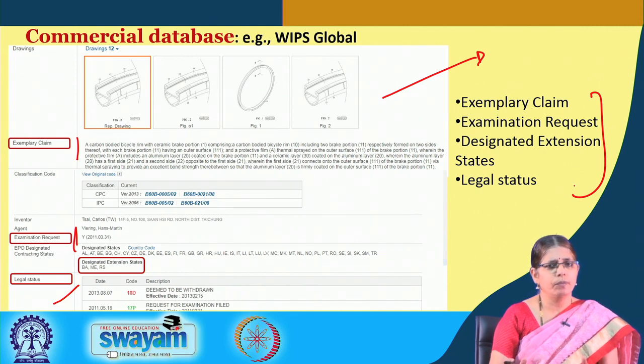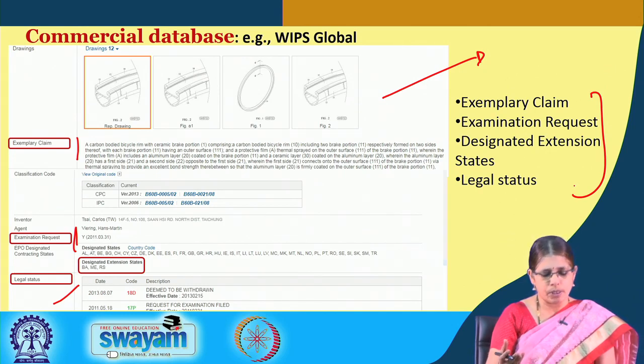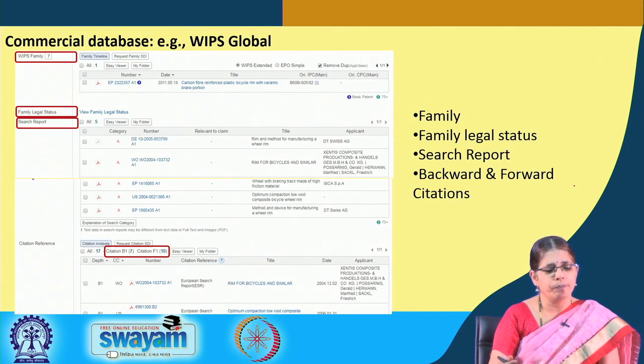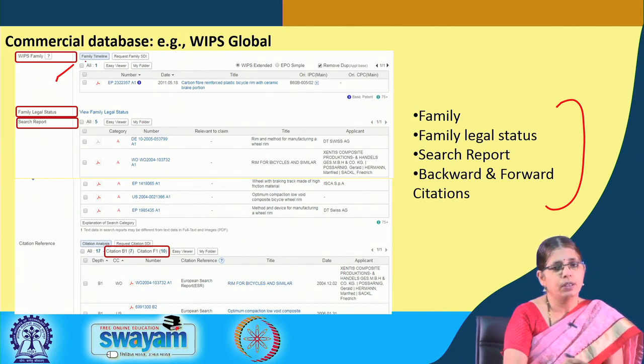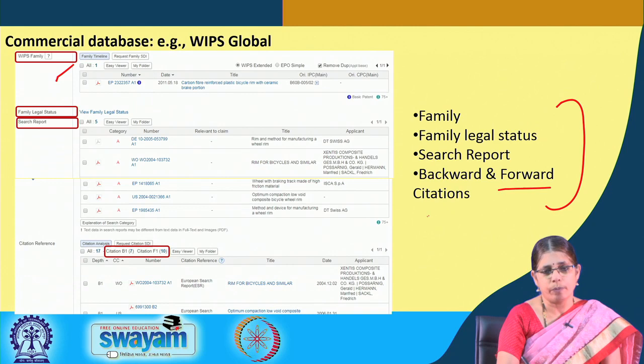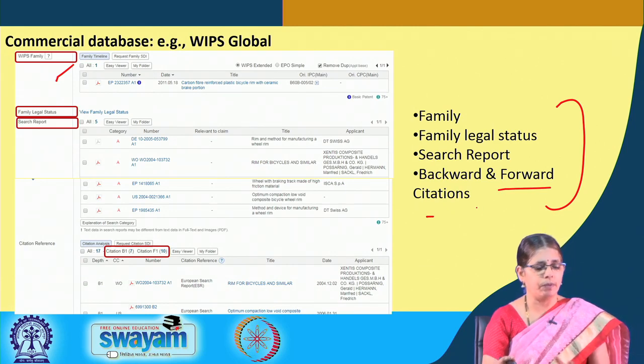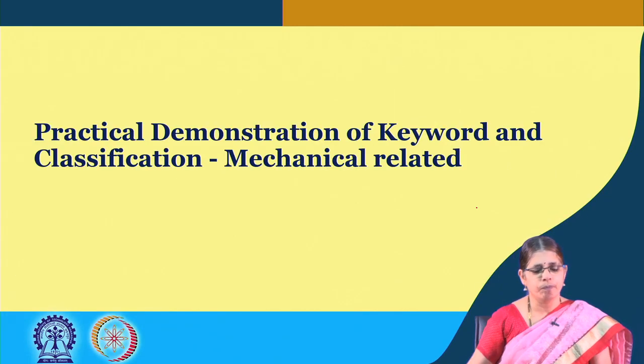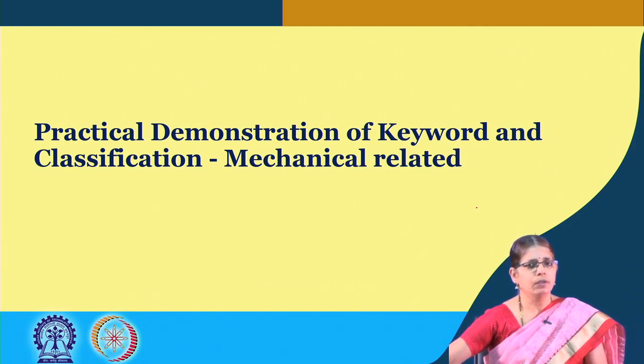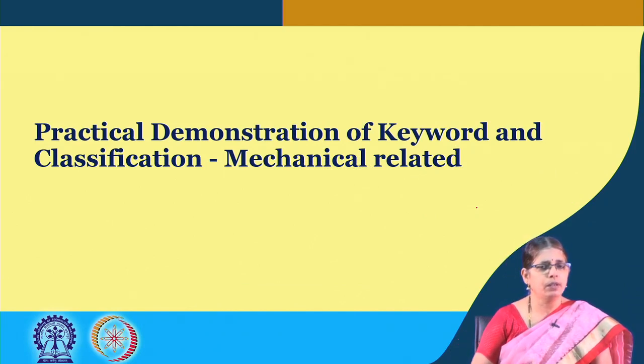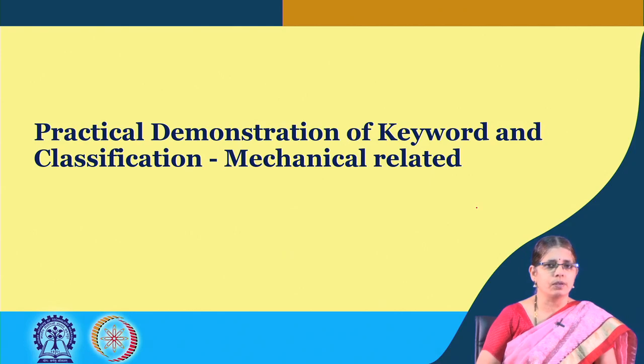So, many a time for the patent searchers, time is an important requirement in terms of gathering as much information on a particular patent, and so subscribed databases provide you this sort of an option. Also, the other information that you can get is the family and the family legal status. You can also get the details in relation to backward and forward citations in terms of the value of the patent information. So, moving on, we will be looking at the practical aspects of keyword and classification search.